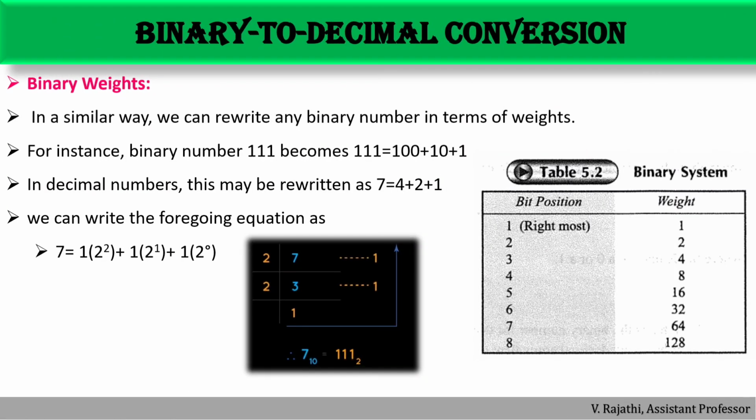Next, binary weights. In a similar way we can rewrite any binary number in terms of weights. For instance, the binary number 111 can be written as 100 plus 10 plus 1. In decimal, this may be rewritten as 4 plus 2 plus 1. In binary we only use zeros and ones, so we can write the foregoing equation as 1 into 2 power 2, 2 power 1 and 2 power 0. This is the bit position, and the equivalent weight is given in the table.